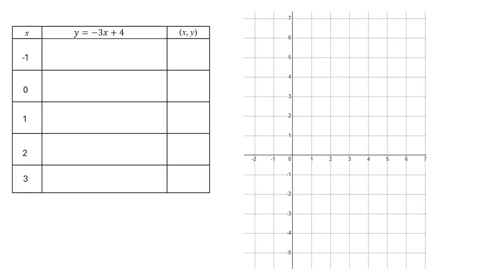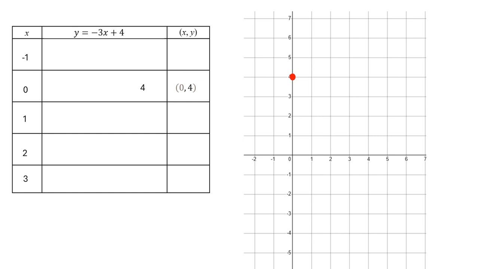Let's look at a second equation. This one is y equals negative 3x plus 4. If we plug in the value of 0 into our equation, y equals negative 3 times 0 plus 4. Remember, anytime there was an x in our equation, we're substituting it with whatever we've picked for our x value. y has an answer of 4, which gives us an ordered pair of (0, 4), which we can plot onto our graph.